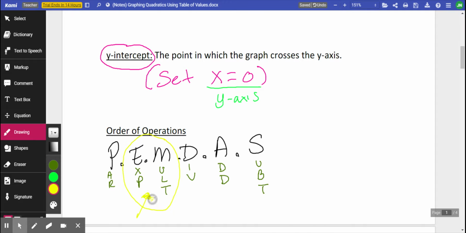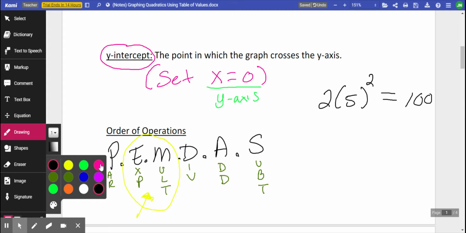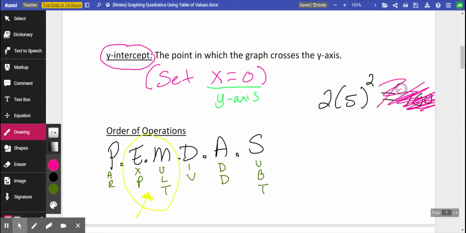So when you have something like this, for example, let's say you have 2 times 5 to the power of 2. If you set the answer to be 100, you are 100% wrong. That is not going to be 100. This is the part where people mess up, usually when they don't follow the order of operations, especially when we're doing quadratics.